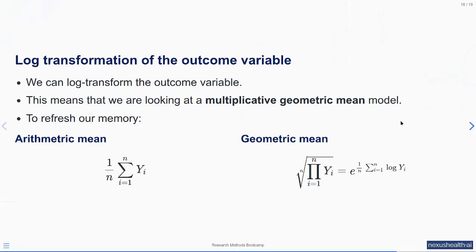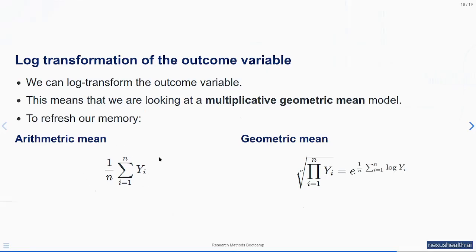In refreshing our memory, this is the arithmetic mean. We know what it is. You add up all your observations, the value of y for your observations, and then divide by the number of observations. Pretty straightforward, and that's what this formula represents: the sum of all y from 1 to n, divided by n.